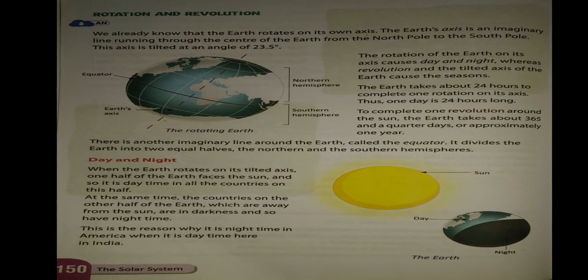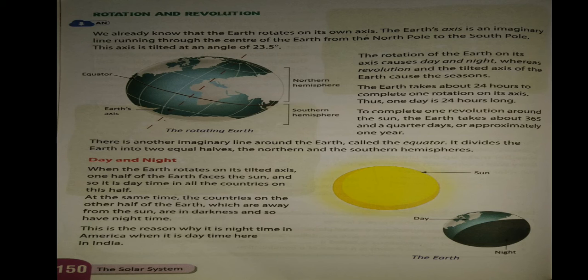Now, our next topic is rotation and revolution. The Earth rotates on its own axis, and that axis is tilted at an angle of 23.5 degrees. The rotation of the Earth on its axis causes day and night, whereas the revolution and the tilted axis of the Earth cause the seasons.